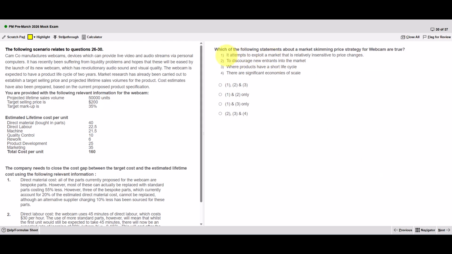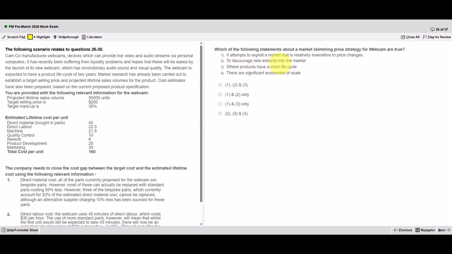And then finally, for section B, which of the following statements about a market skimming price strategy for webcam are true? We need to look at all four and work out which combination is correct. First option, it attempts to exploit a market that's relatively insensitive to price changes. This is true of a market skimming strategy, so we can eliminate the bottom one.